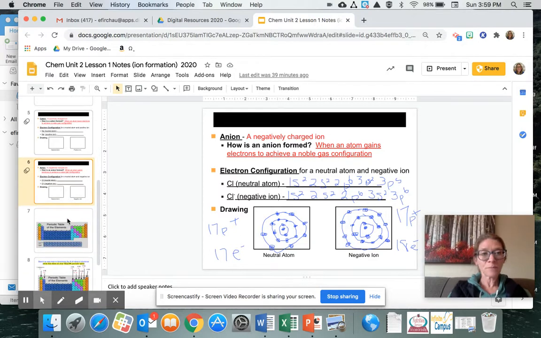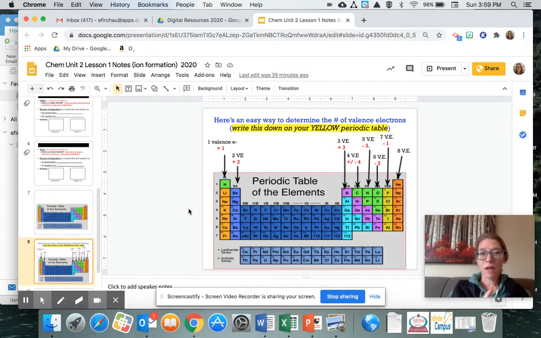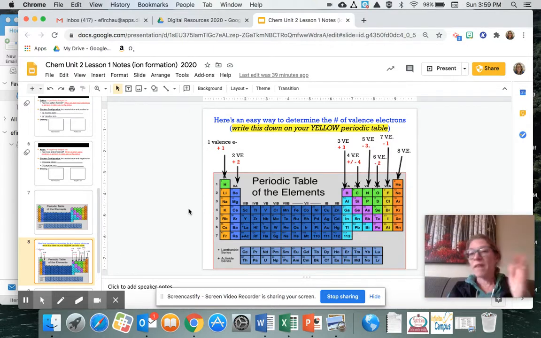All right, so on the periodic table, on page 2 of your notes, I am going to have you add these 2 things. So we'll have you write down the valence electrons. So VE represents valence electrons. And actually, I'm going to have you write it on your yellow periodic table, and that can be a quick, easy reference. So we'll have you write down the valence electrons and the common ionic charge.